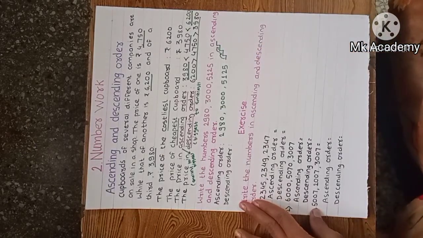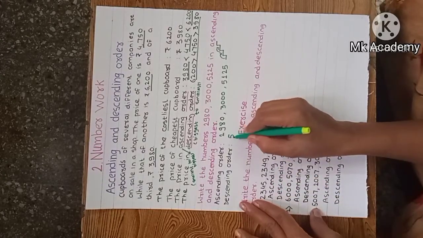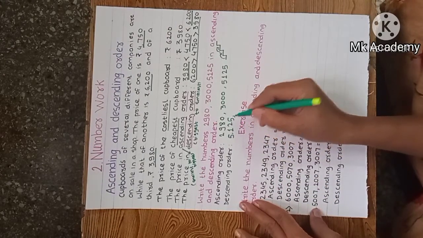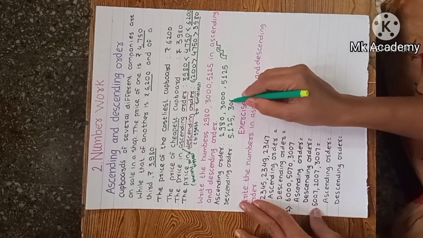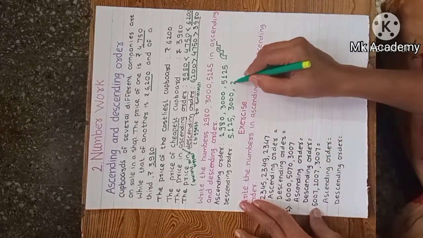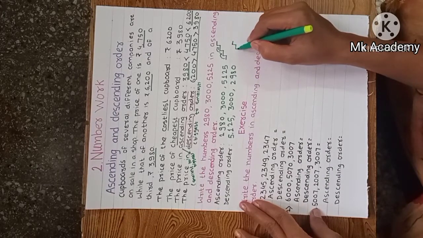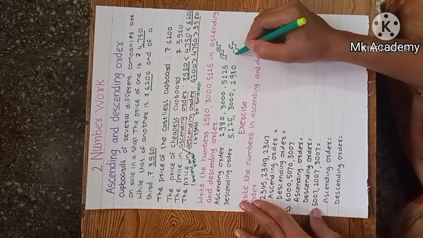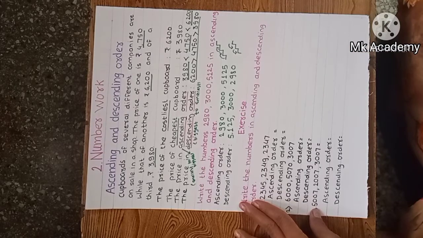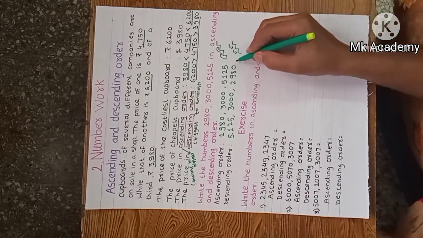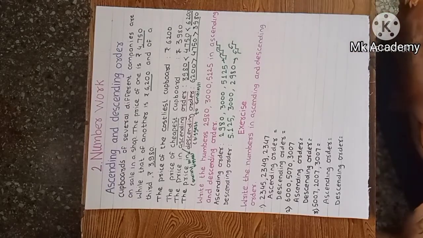Now descending order. Descending order means we have to write down numbers from biggest to smallest. The biggest number is 5,125. Then the bigger one, 3,000, and the smallest number is 2,980. Means we write down numbers from biggest to smallest. Understood? Now we solve the exercise on this. Write the numbers in ascending and descending order.